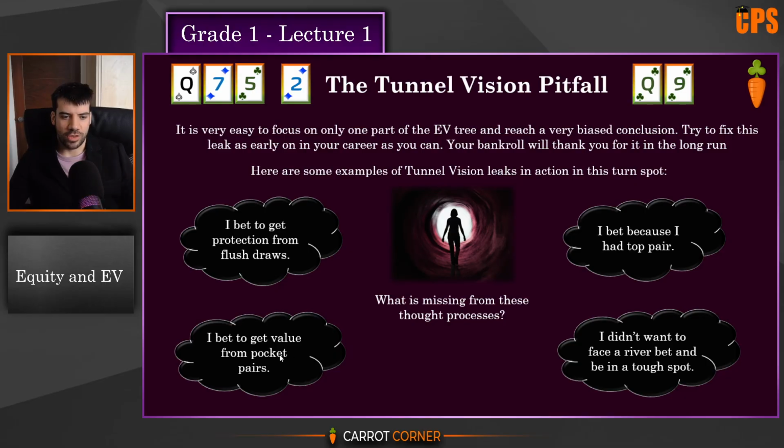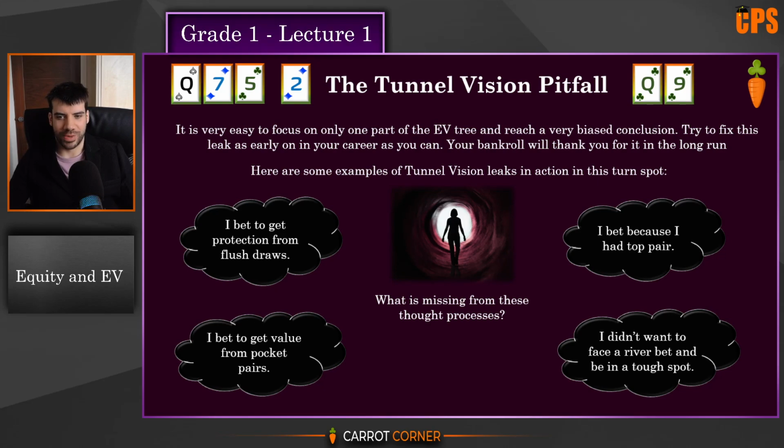I bet to get value from pocket pairs. Okay, this is part of the game tree. It's probably a bigger part of the game tree than villain having a flush draw, so you could argue that it's a slight improvement. It's still a very bad thought process because it focuses in on one type of hand only. Anything that ignores large parts of the game tree for no reason is not a reliable thought process. It's deluding you.